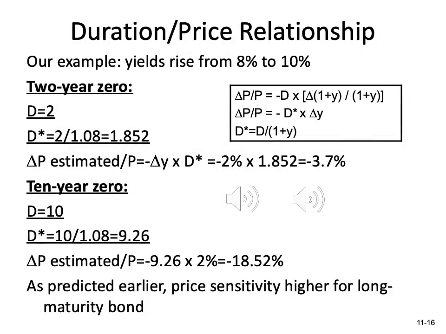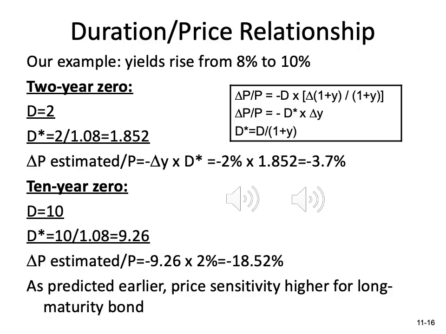First, we are going to use the duration and modified duration to calculate the approximation in the price change. For the 2-year zero, the Macaulay duration is 2 years. Modified duration is 2 years divided by 1 plus y. Y here is the original yield to maturity. The modified duration is 1.852 years.